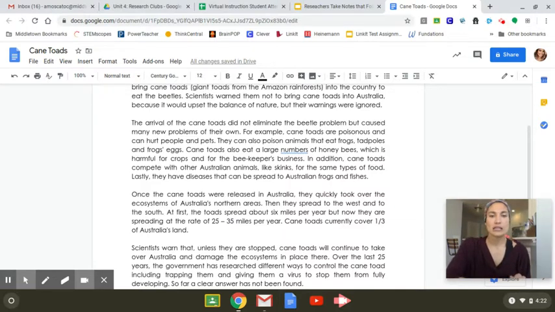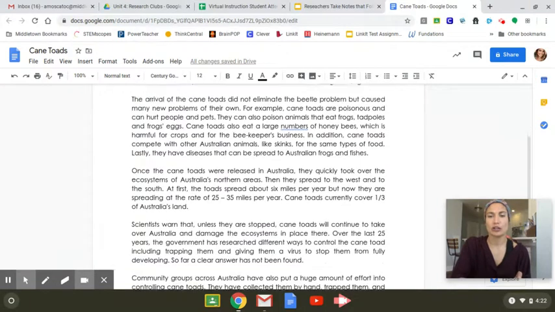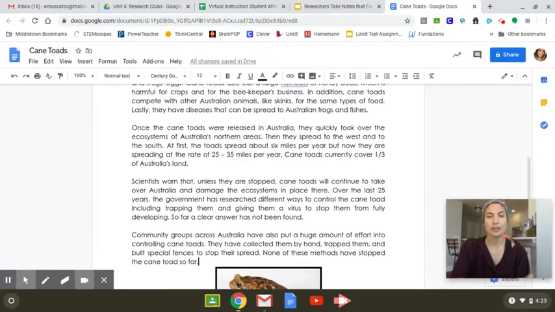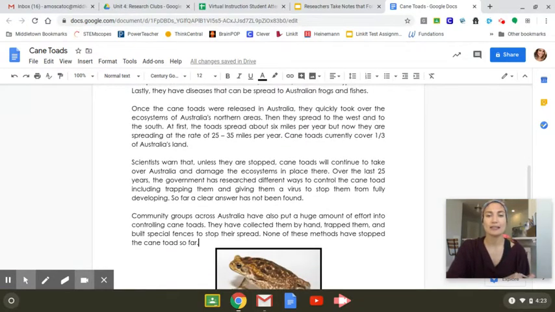Once the cane toads were released in Australia, they quickly took over the ecosystems of Australia's northern areas. Then they spread to the west and to the south. At first, the toads spread about 60 miles per year, but now they are spreading at the rate of 25 to 35 miles per year. Cane toads currently cover 1/3 of Australia's land. Scientists warn that unless they are stopped, cane toads will continue to take over Australia and damage the ecosystems in place there.